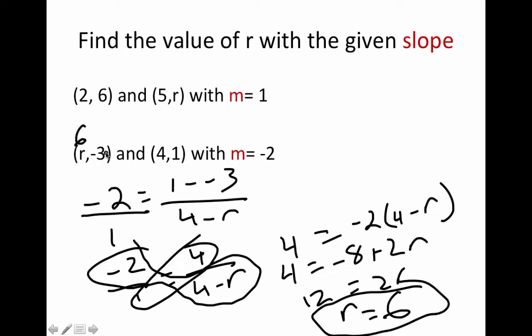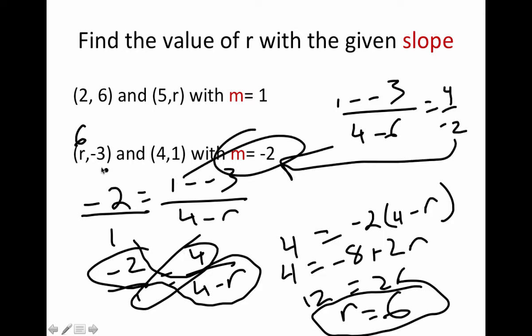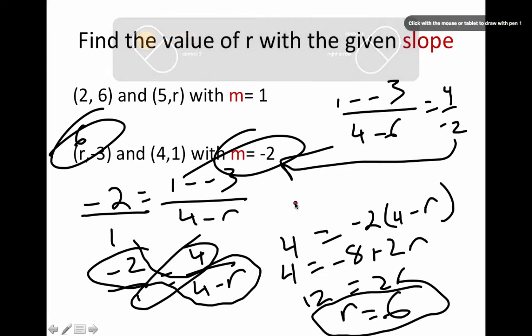Check your work. 6. 1 minus negative 3 over 4 minus 6 is 4 over negative 2 is negative 2, and we win. Winning. r is 6. Good times.